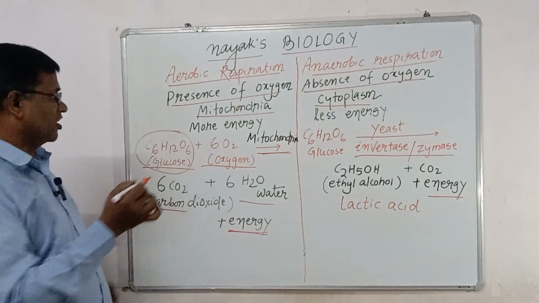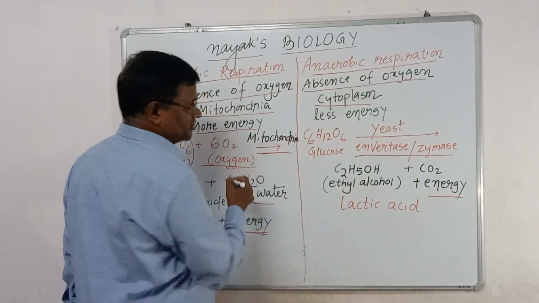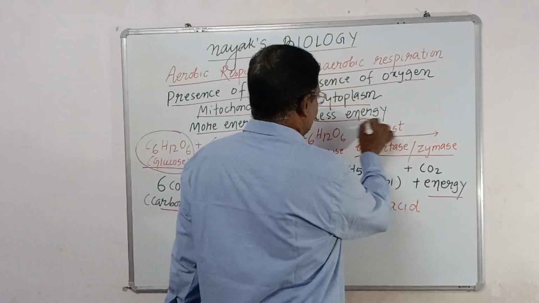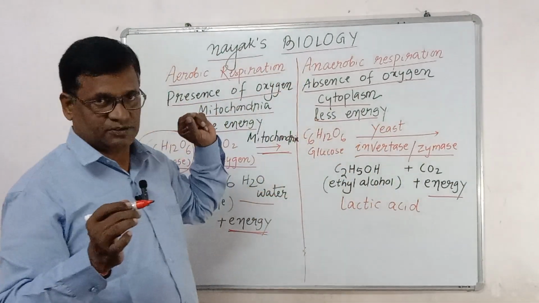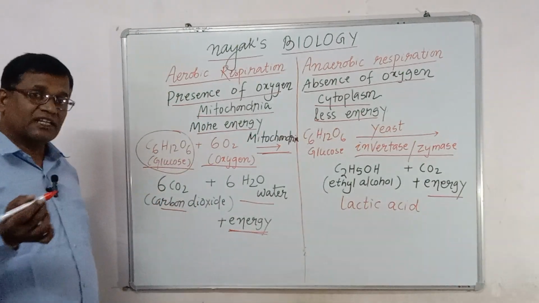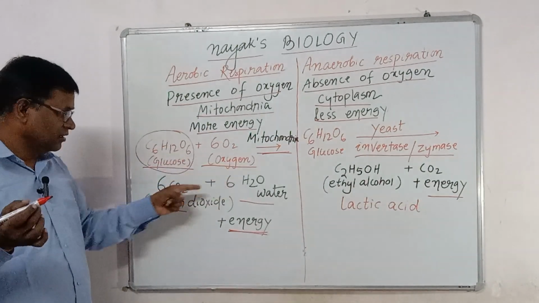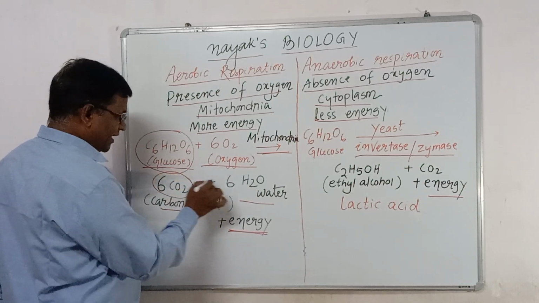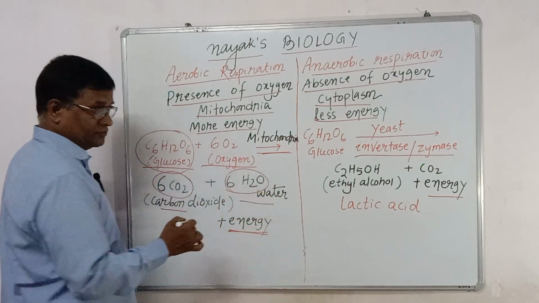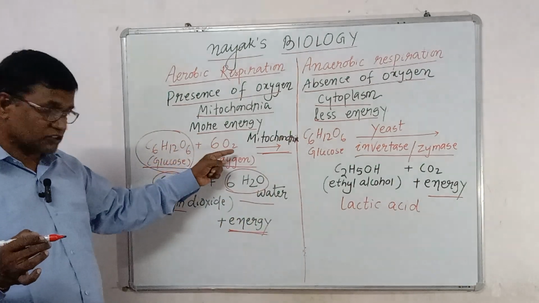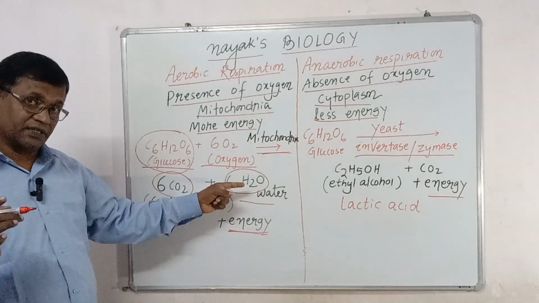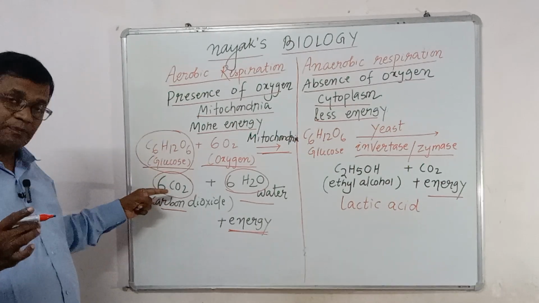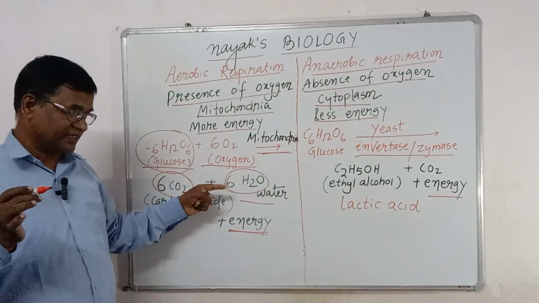That means the third most important point is more energy is liberated during aerobic respiration, and less energy is produced during anaerobic respiration. And the last point, what is the last point we will read? See, in this equation, what is the end product, carbon dioxide and water? Here oxygen is used and water is liberated. You recall, that means during the process of aerobic respiration, the end product is carbon dioxide and water.